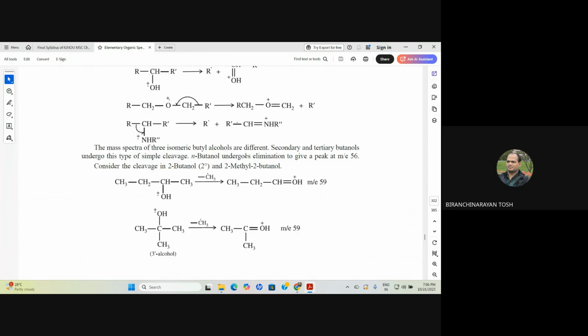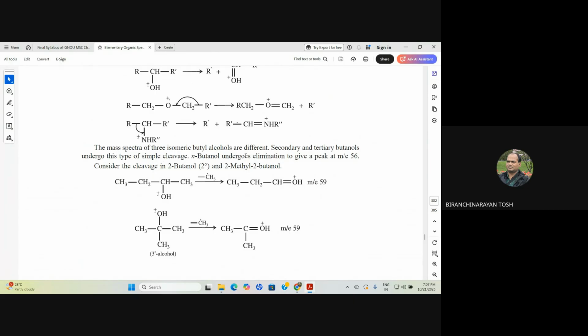Consider the cleavage of 2-butanol: CH3CH2CHOH plus CH3. So the CH3 radical will be removed, and we'll get CH3CH2CH=OH+, having an m/e ratio of 59. Whereas in tertiary alcohol, when a CH3 group is removed, you will simply get CH3C(=OH+)CH3, having an m/e of 59. But the relative abundance will be different.